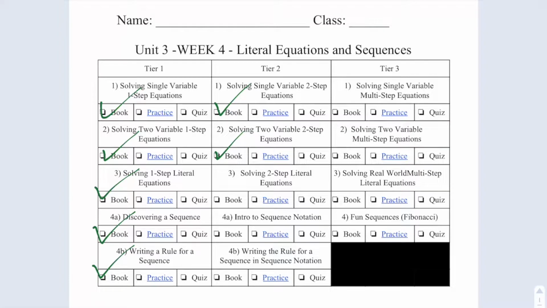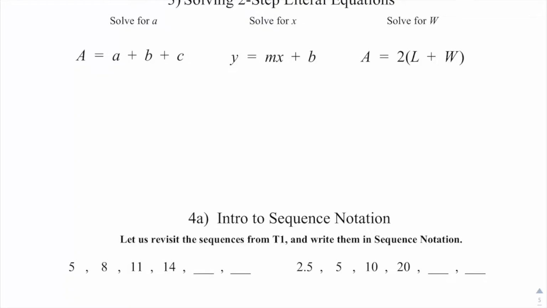Hello Algebra 1 students, we are in week 4 of our function booklets, literal equations and sequences. We are in tier 2, lesson 3, solving two-step literal equations. So let's check off our booklet. Here we are in tier 2, lesson 3, solving two-step literal equations.